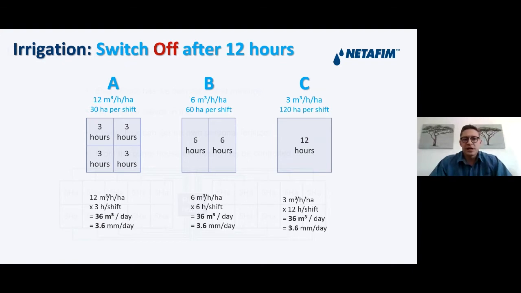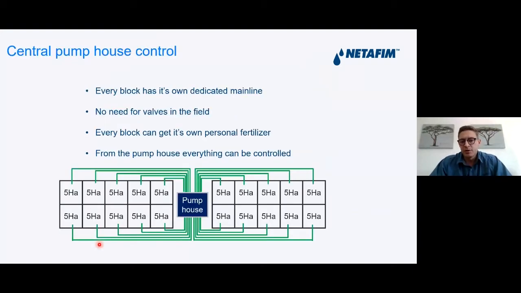If we take a look at something called central pump house control or dedicated main lines, this is also a new trend that we have a lot of success with. This means that every block has its own dedicated main line that goes directly from the pump house to the block. There's no such thing as a big main line going into a sub main line and then going onto the field. Here, the main line goes directly from the pump house to the block.